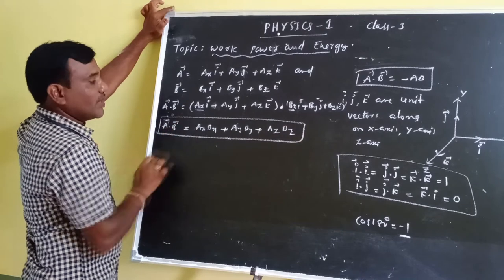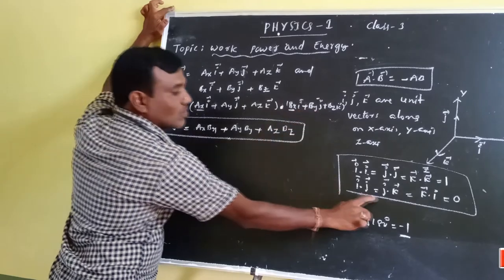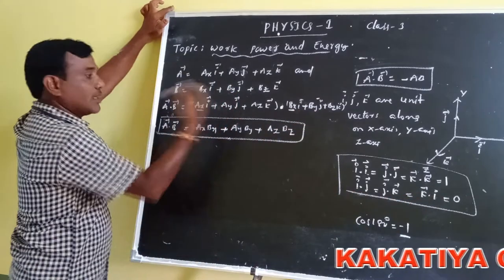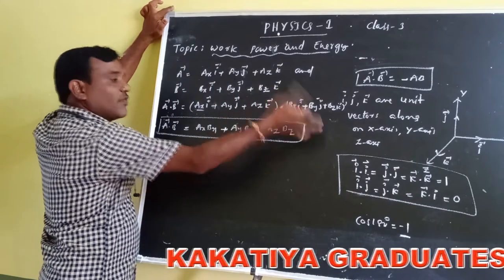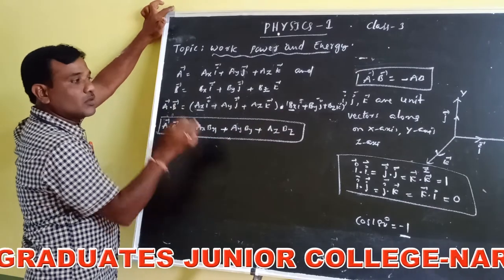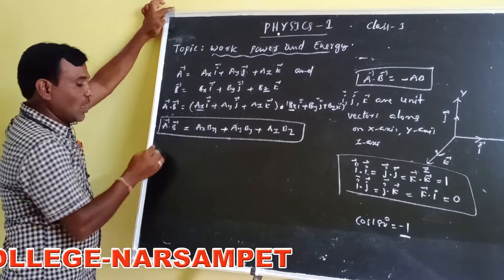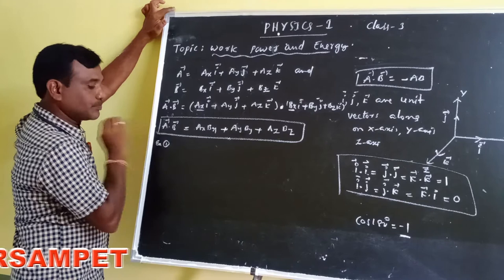Now another one: AX i plus BY j, i dot j is equal to 0. The dot product of different unit vectors is equal to 0. The dot product of the same unit vector with itself is equal to 1. This is the formula. For example, one problem.